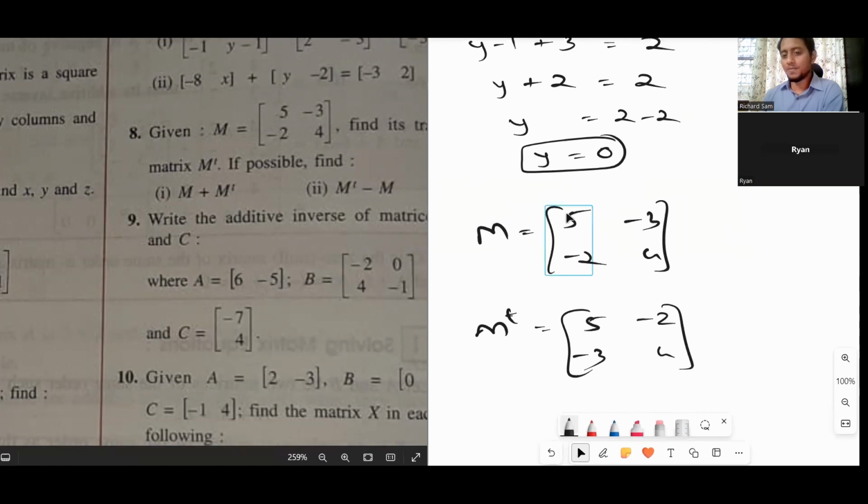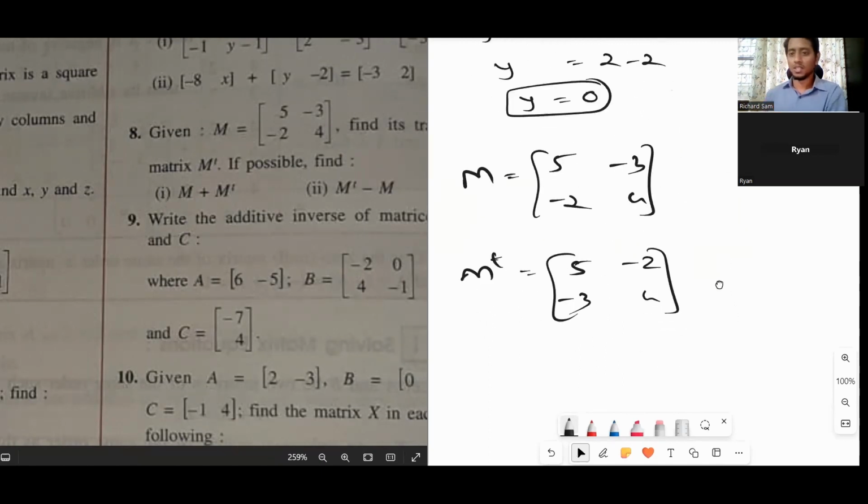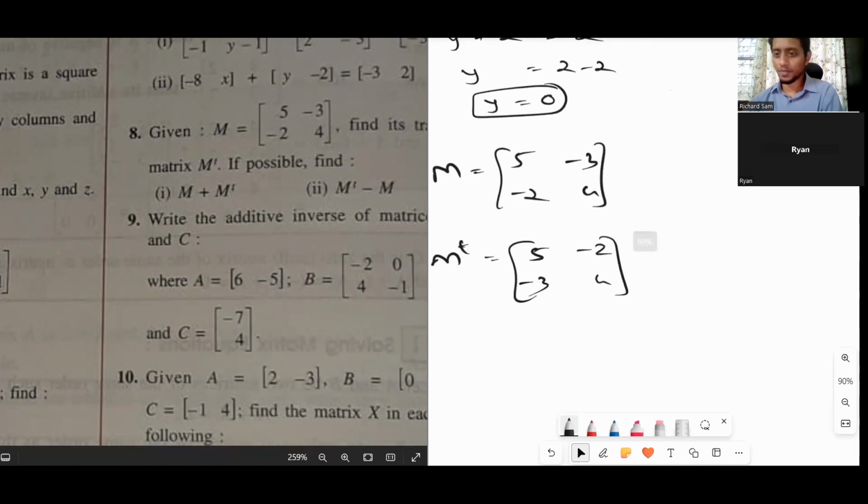M is 5 minus 3, minus 2, 4. M transpose means you interchange the rows and the columns. So here the first row is 5 minus 3, you write it as a column. Second row is minus 2, 4, so we will write it as a second column, minus 2. Yeah.